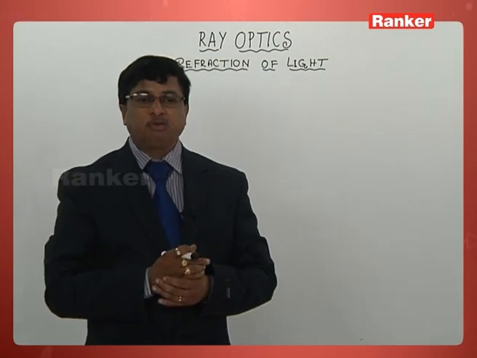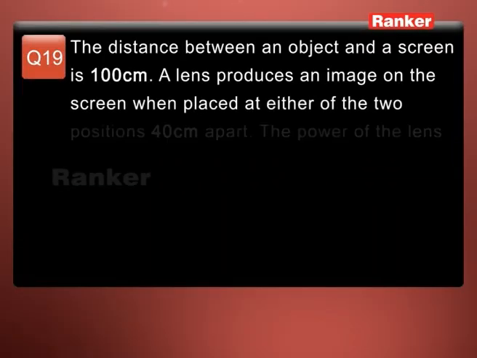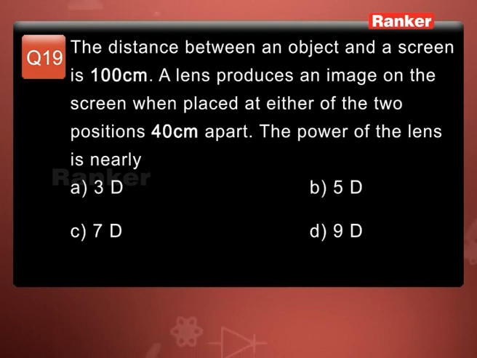Check the next one, problem number 19. The distance between an object and a screen is 100 centimeter. A lens produces an image on the screen when placed at either of two positions 40 centimeter apart. The power of the lens is nearly how much? First option is 3 diopter. Second option is 5 diopter. Third option is 7 diopter. And fourth option is 9 diopter.